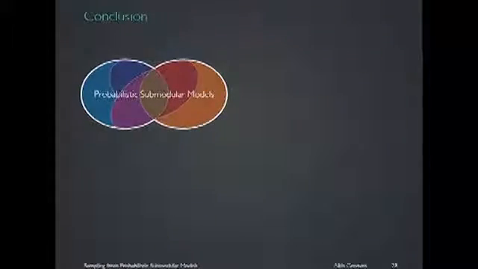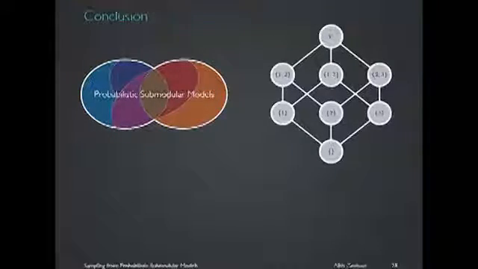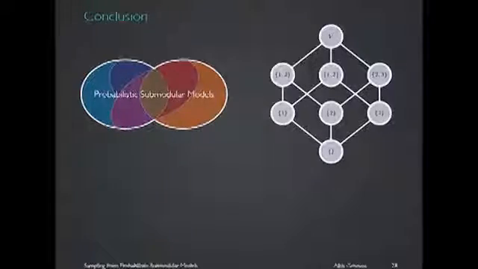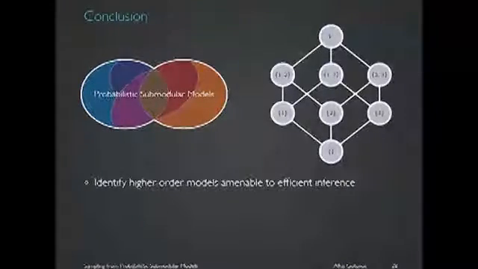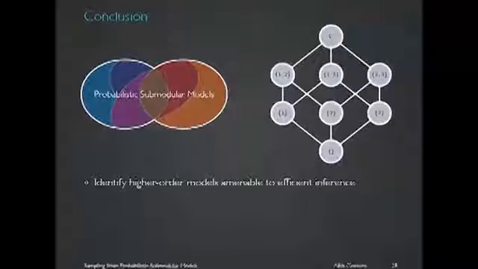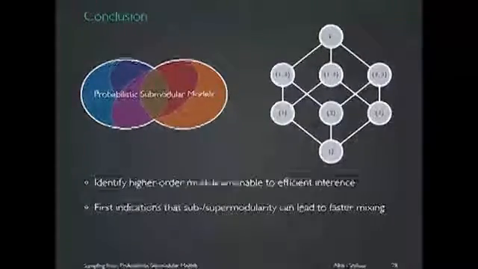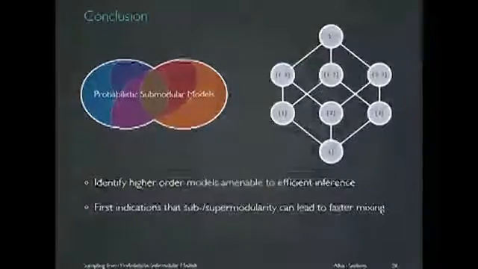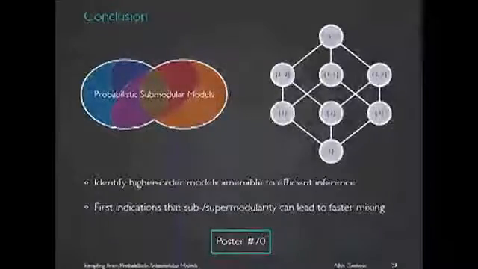So to sum up, we've looked at the class of models called probabilistic submodular models, which generalize a few well-studied subclasses of the past, and we have shown conditions under which we get fast mixing times of the Gibbs sampler in these models. So we think this gives us a principled way to actually identify higher order classes of models that are amenable to efficient inference. And also, we have the first indications that sub or supermodularity can actually lead to faster mixing times. So for more discussion, please come to our poster number 70. Thanks.